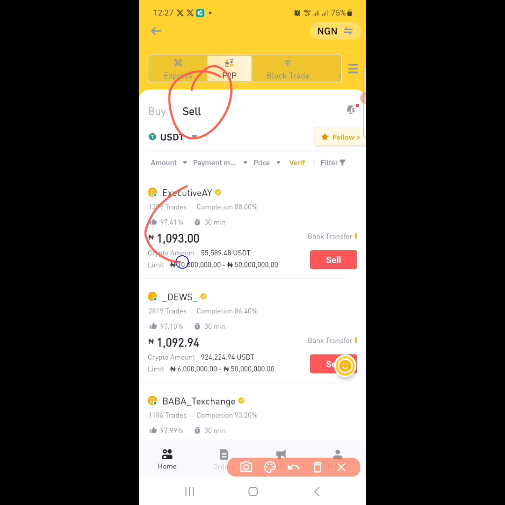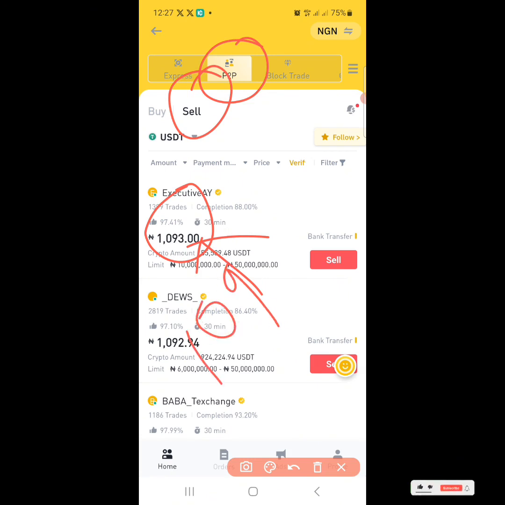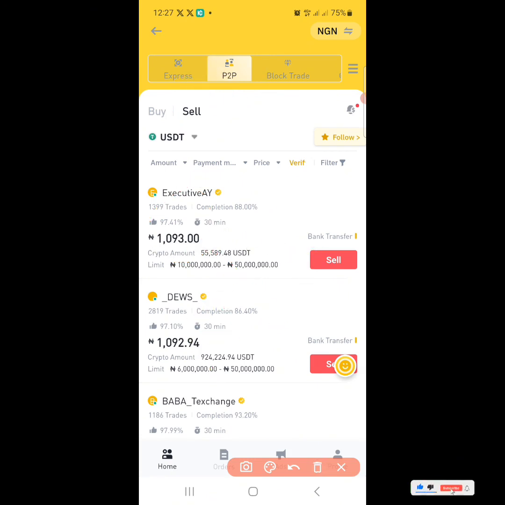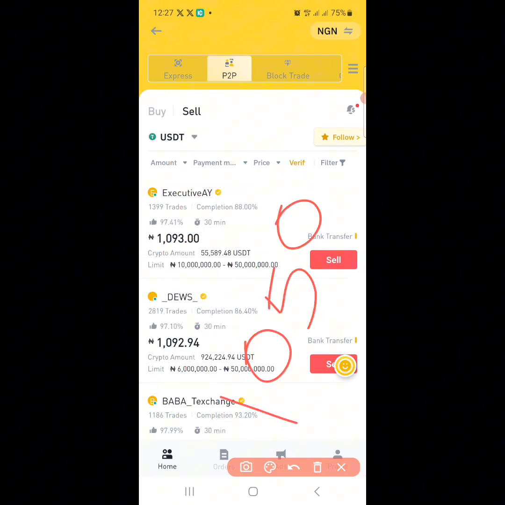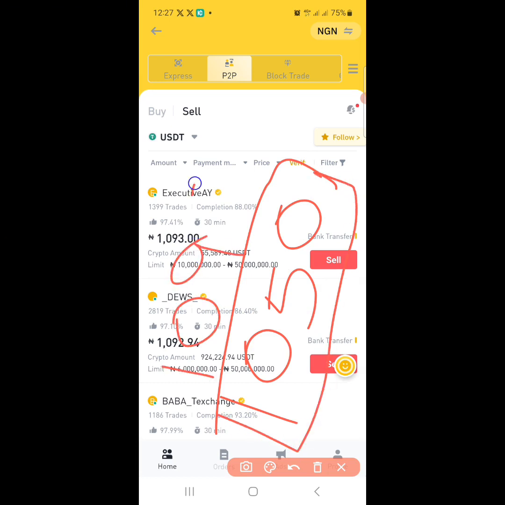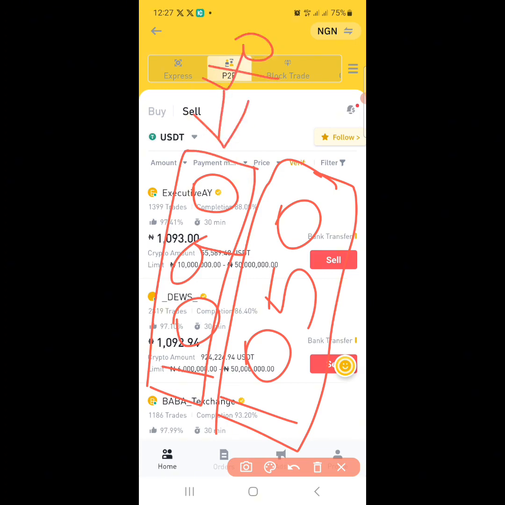So you'll be seeing here the current rate on this peer-to-peer area is 1,093 naira, but on Binance the rate is 1,050 naira. But here let's just round it up to 1,090 naira. So you see I'll still be making a profit of 40 naira upon this transaction. So this is what crypto arbitrage simply means. You buying cryptocurrency at a low price. So I bought USDT at this rate, then I want to sell it off at this price. So you see I'll be making a profit of 40 naira upon this transaction.